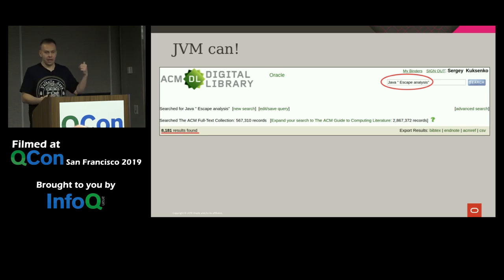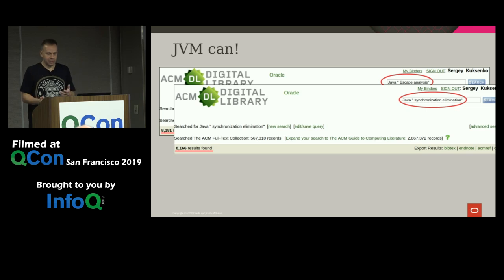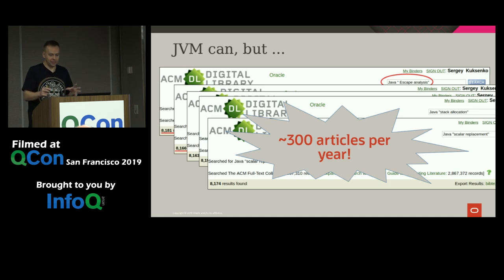But just in case, I went into the ACM library and tried a search for escape analysis articles. I got approximately 8,000 articles about that. Try synchronization elimination, again approximately 8,000 articles. Different keywords like stack allocation, again 8,000 articles. Probably it's the same articles because the logic and analysis is similar here. But it means that we have 300 articles per year if we take into account 25 years of Java's existence.